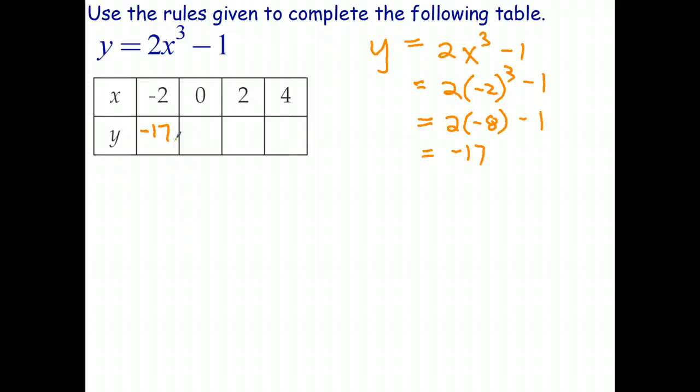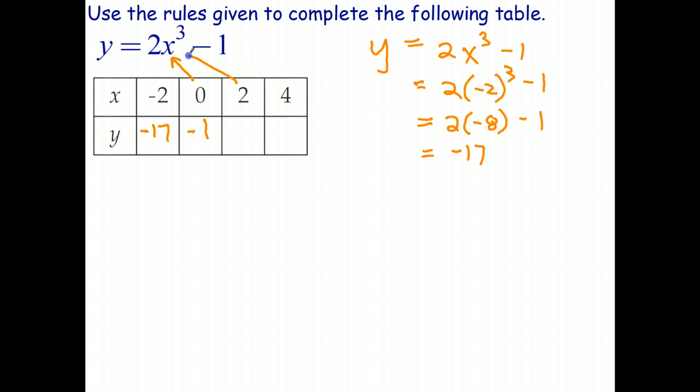Okay, let's go ahead and finish this off. So this one I'll do in my head. 0 replaces x. Well, 0 to any power is 0. 2 times 0 is 0, so that whole expression equals 0. 0 subtract 1 is negative 1.